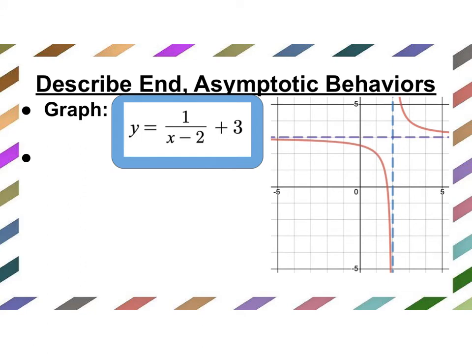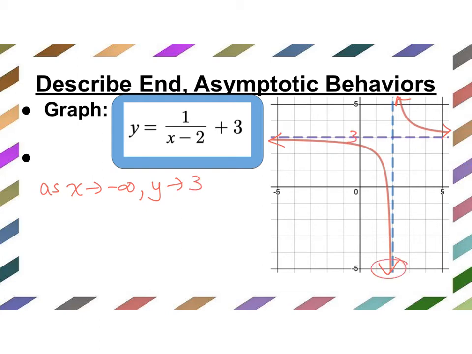We want to describe the end and the asymptotic behaviors. So we've done end behavior before as x approaches positive infinity, etc. And now, because we have busier graphs, we really need to consider where those arrowheads are. So here I have 4 arrowheads, which means I'm going to have to describe all 4 of them. So as x approaches -infinity, y is approaching 3. It's getting closer and closer to 3.